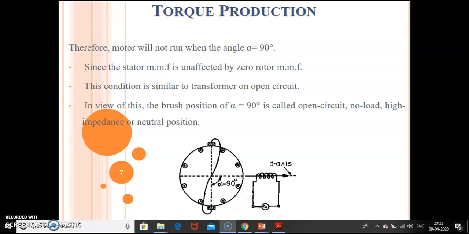So this condition is similar to the condition of a transformer when it is at open circuit. In this view, the brush position alpha equal to 90 degrees is called open circuit or no load or high impedance or a neutral position.